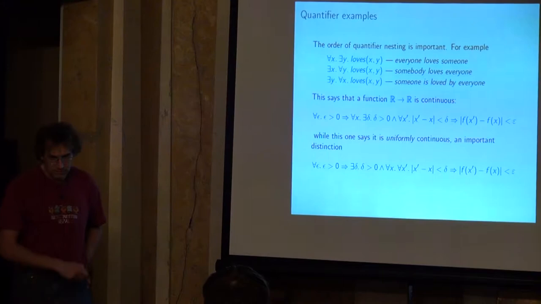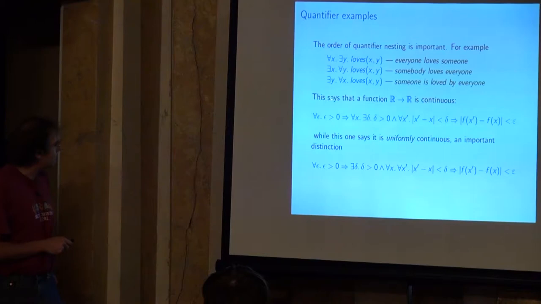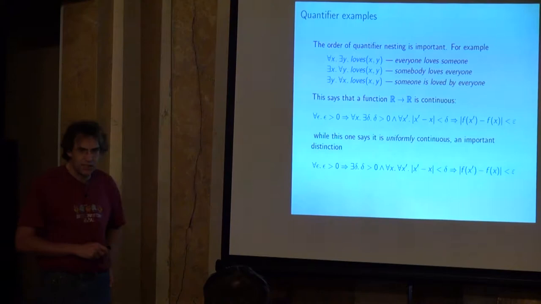And this is true not just in frivolous examples like this, but in mathematics too. For example, this formula is basically what it means for a real-to-real function to be continuous. For every epsilon, if epsilon is greater than zero, then for every x, there exists a delta which is greater than zero such that this holds. But if you change the order of quantification slightly, so instead of saying for all x, there exists a delta, you say there exists a delta for all x, then that actually says that the function is uniformly continuous.